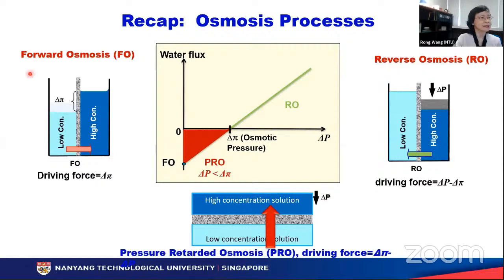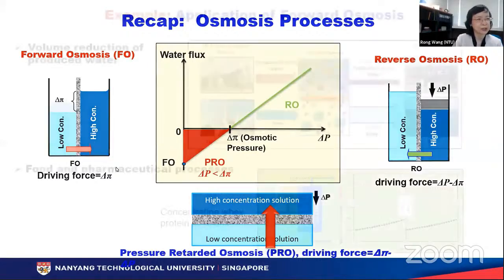In contrast, the forward osmosis process is a natural process. Water will flow automatically from the low concentration side of the stream to the high concentration side across semi-permeable membranes because of the osmotic pressure difference across the membrane. The forward osmosis membrane process can find many applications.